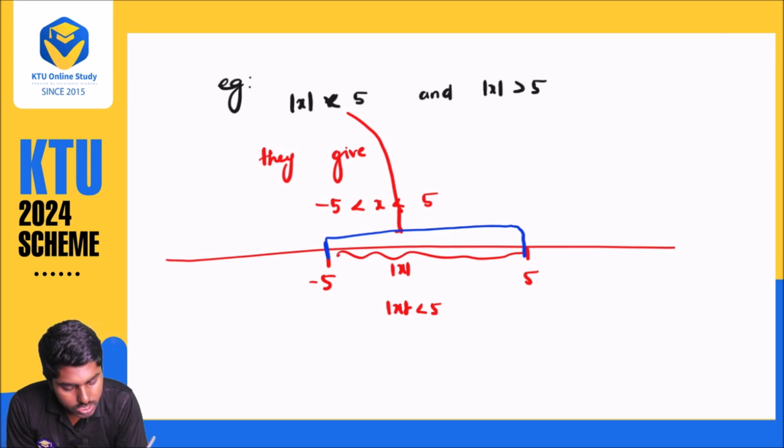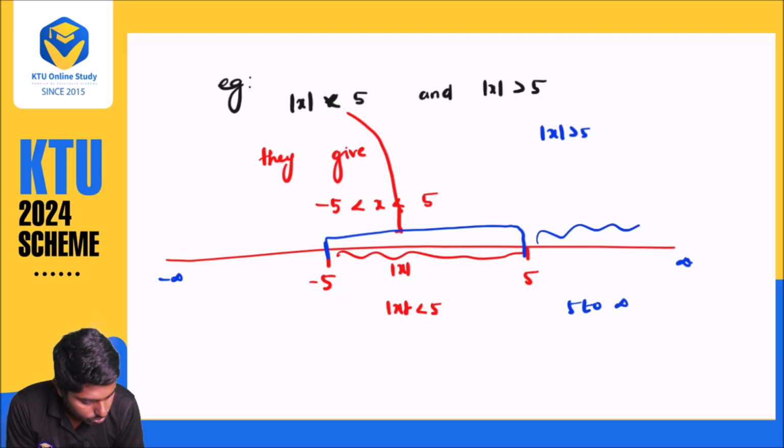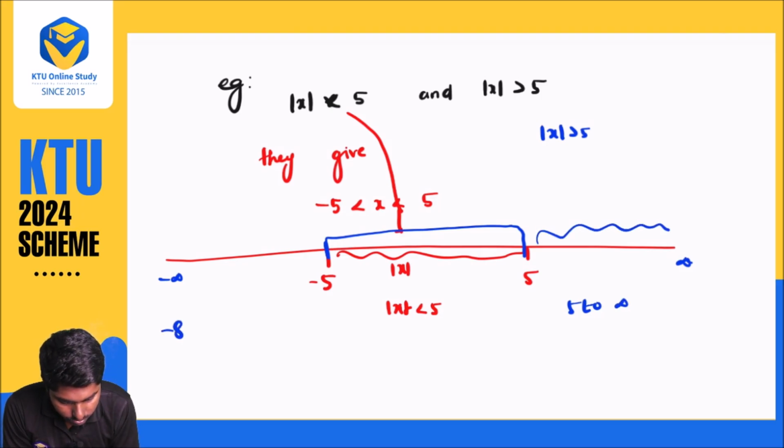Then mod x is greater than 5 means what? Mod x greater than 5 means the remaining values. What is here? Infinity, and here minus infinity. So 5 to infinity is one part, and minus infinity to minus 5 is the other part. These are the areas left out.